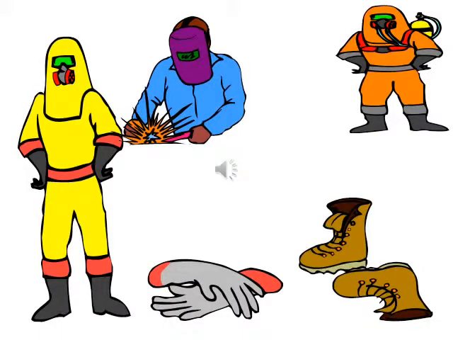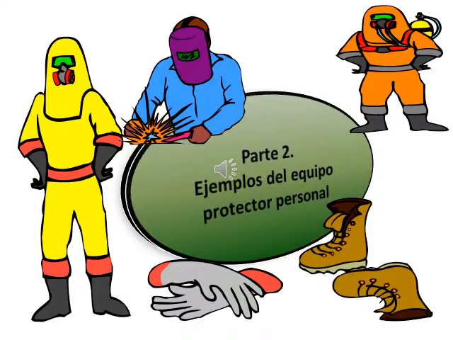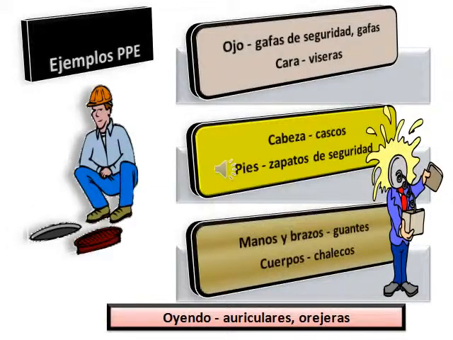Personal protective equipment examples. Part 2. Examples of personal protective equipment. Well, for the eye would be safety glasses and goggles. Face would be face shields. Head would be hard hats. The feet, safety shoes. Hand and arms for gloves. And bodies with vests. Hearing, earplugs, and ear muffs.